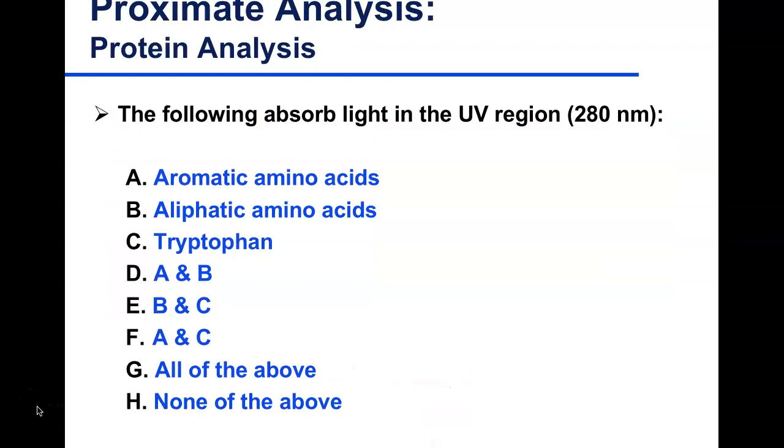Okay, we're going to start with a kind of a review, a little bit about what you may or may not have already learned in food chemistry. So the first question is, the following absorb light in the UV region at 280 nanometers. A, aromatic amino acids, B, aliphatic amino acids, C, tryptophan, or some various combinations.